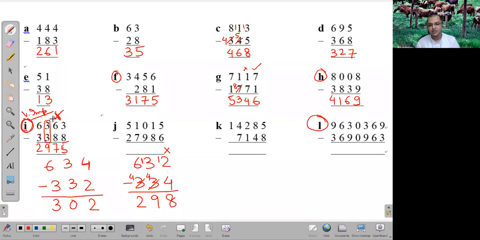Yes, Prabhuji. All right, so who wants number J? Please note these two calculations: 634 minus 332 and 632 minus 334. How the method changes, very important. So number J. Anybody wants number J?